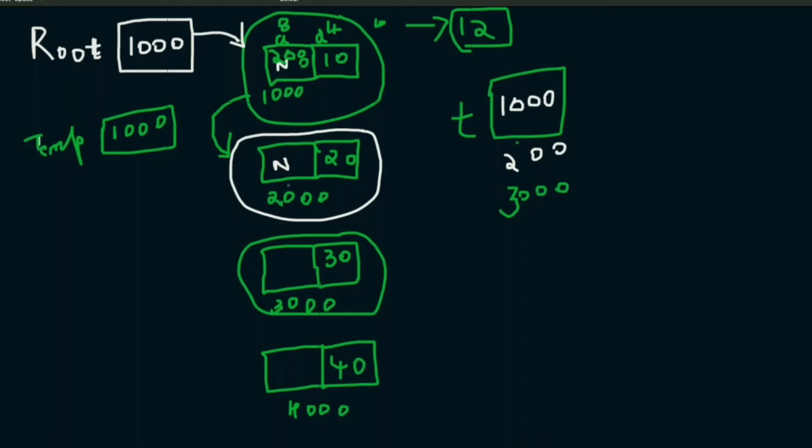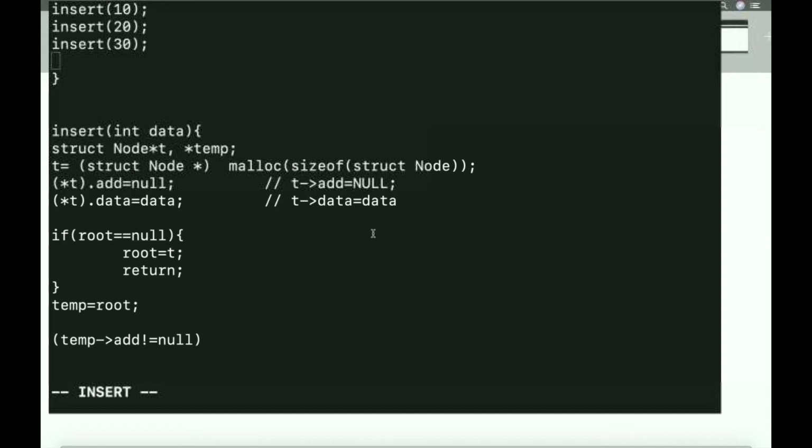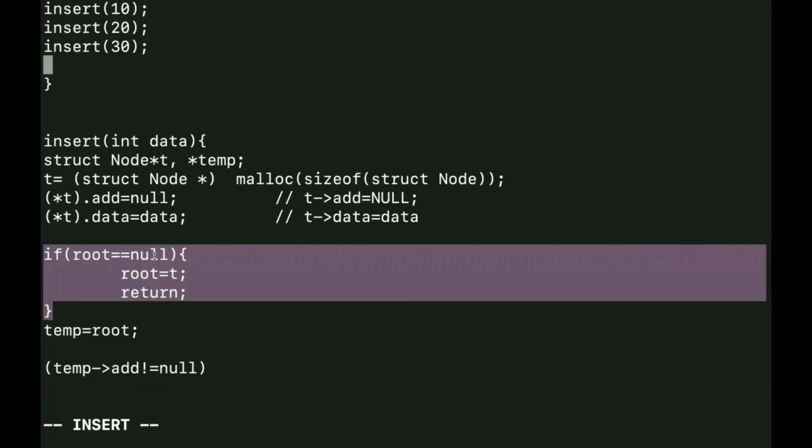Now what do I need to do? What is my first job? In the next field, I'll store null, and I'll store the data, whatever I am passing here, 30. That much is done. After that, I'll check whether it is the first node or not. How do I check it? By root equal to null. So root is not equal to null.